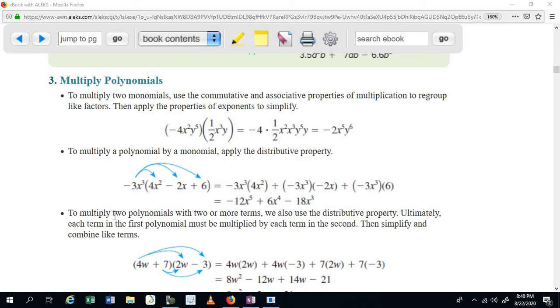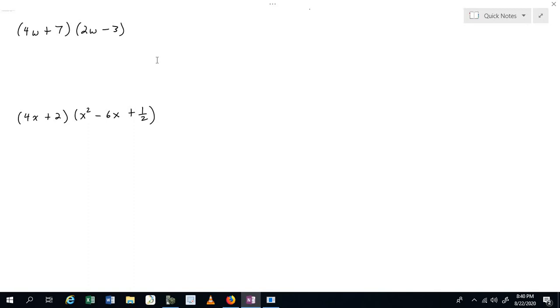Okay, and so now let's look at how you multiply two polynomials together. And I'm going to show you how to do that here. So let's say you have this polynomial and you want to multiply it by this polynomial. So here's how we're going to do this. We're going to take this polynomial and distribute it to both of the terms in this polynomial. So we're going to use the distributive property. So this would get distributed to there and to there.